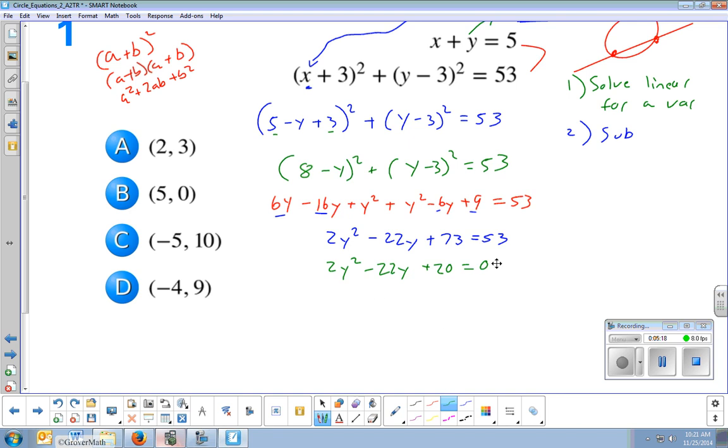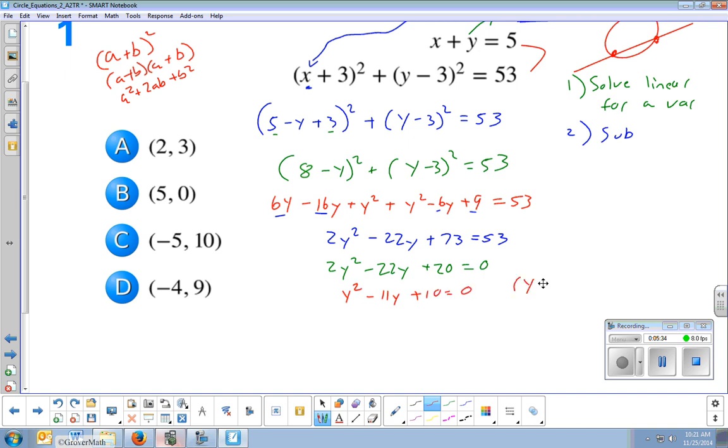Then factor and solve. Now, you could do AC factoring here. You could do quadratic formula. You could do completing the square. But we could just divide everything by 2 also and make it a little bit easier. So y squared minus 11y plus 10 equals 0.